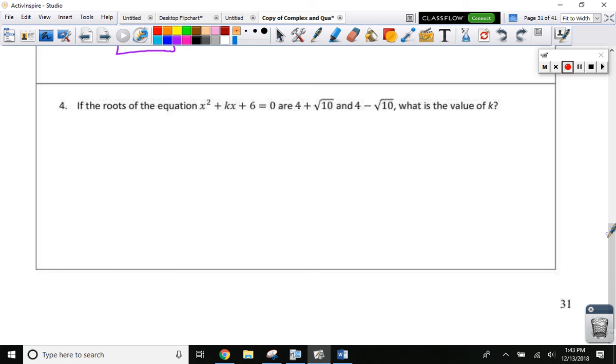Alright, if the roots of the equation are the following, what is the value of k? What do I need to do? Sum, right? 4 plus radical 10 plus 4 minus radical 10 tells me my sum is 8. And so if my sum is 8, that's equal to negative b over a. A is 1 up here, so I don't have any issues there. And so I know b is going to be -8, which in this case is k.